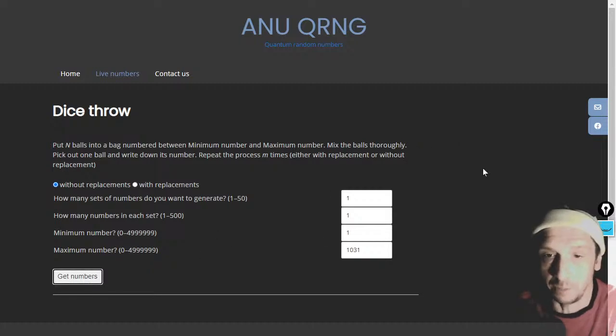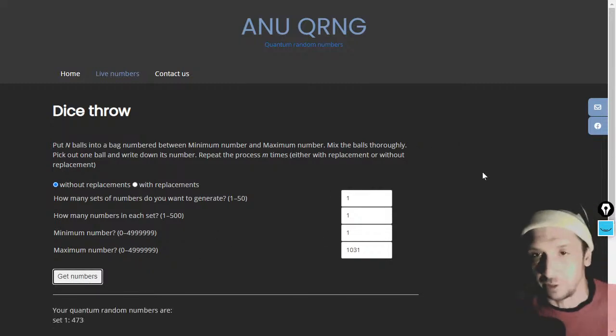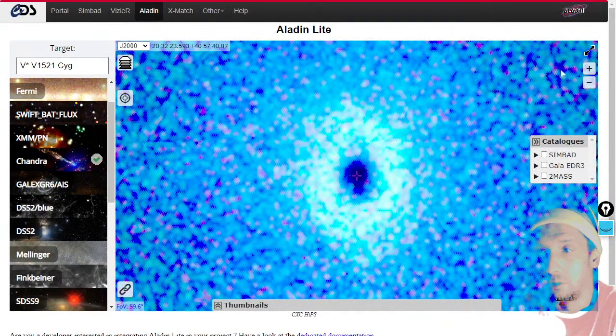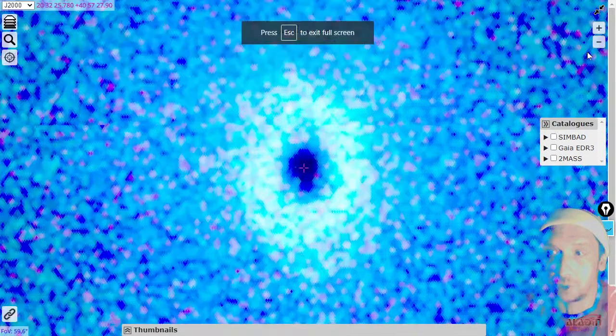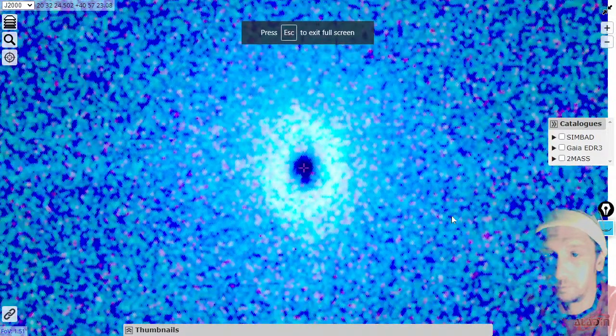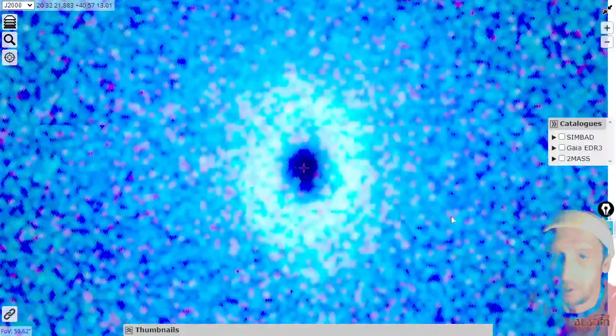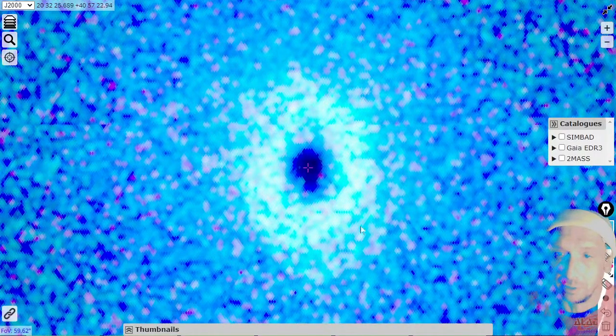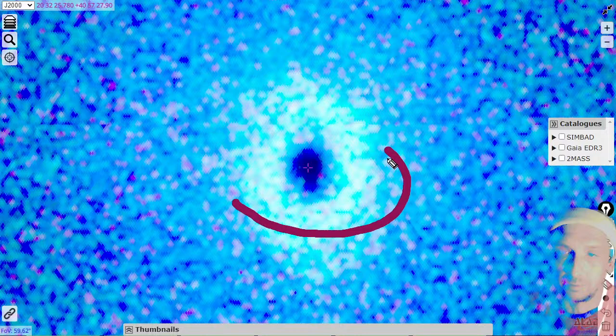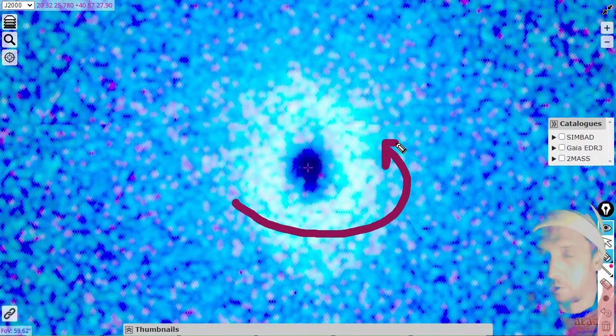We're going to pick a random number today. The random number is 473. Here's a non-random object. It's Cygnus X3. So this is Cygnus X3 on the Chandra X-ray telescope. And this is a high-mass X-ray binary where a Wolf-Rayet star is being orbited by a more massive object with a periodicity of about 4.8 hours.